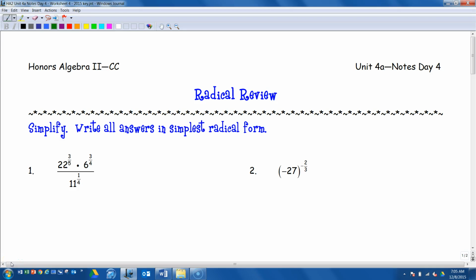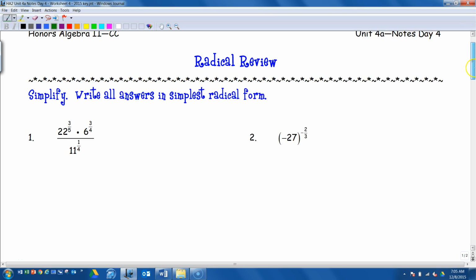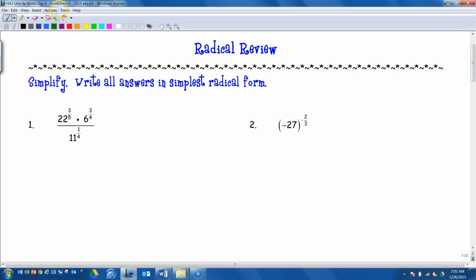Okay, class, today is just a review day. These problems are all problems that you've seen already. So I'm just going to go through them, and so there are extra problems to look at for studying. With number one, remember you want two things. You want the same index, which is the denominator, and you also want to break down the base numbers.